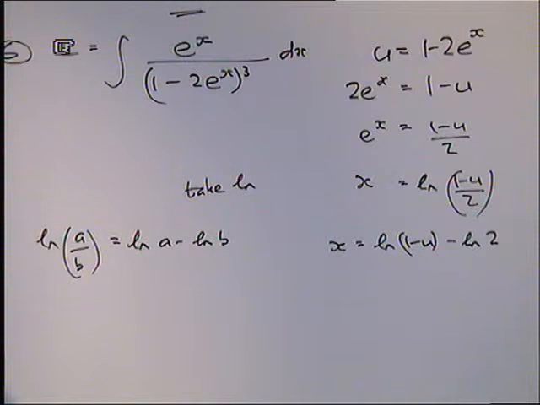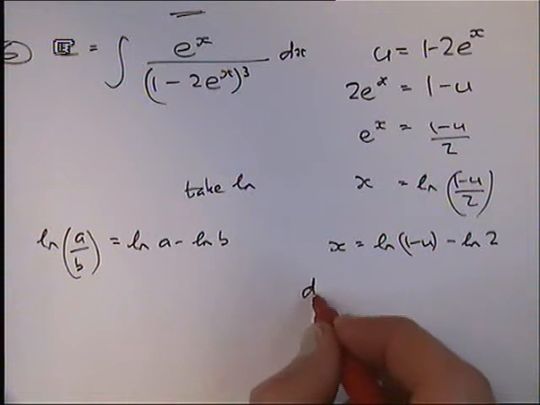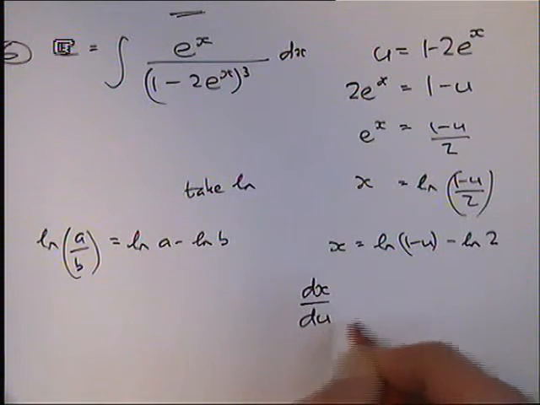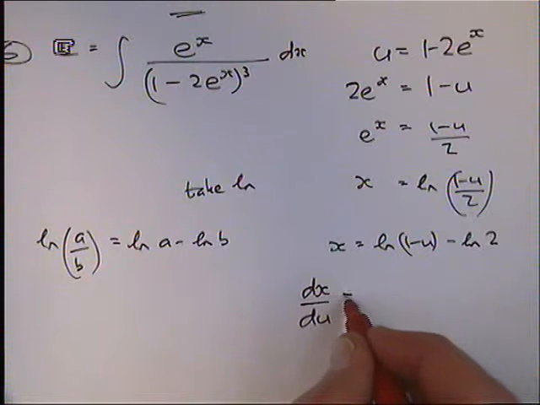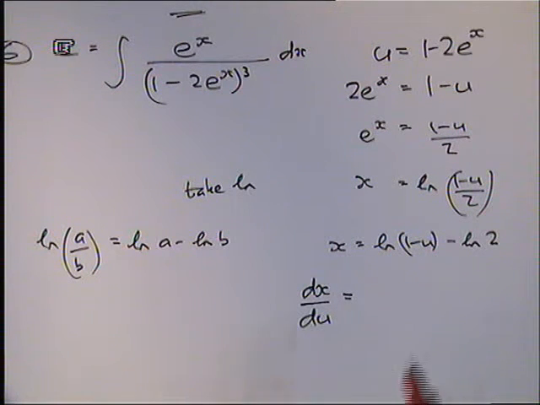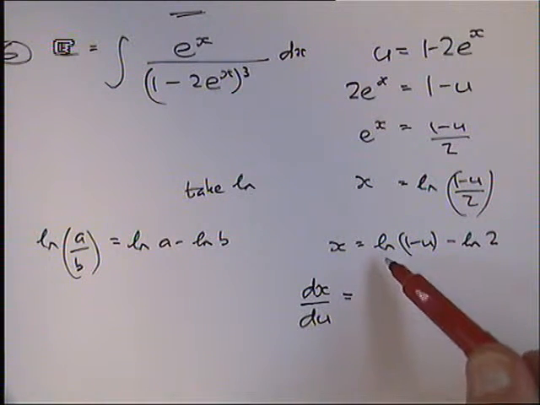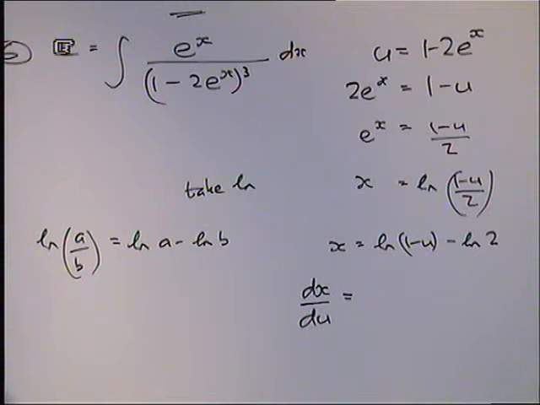Because once I've worked out what x is, what has been my next step? dx by du. To differentiate it, to get dx du. From what I said a minute ago, if log of 2 is just a number, that will disappear when I differentiate it. So what I've got to do now is to differentiate x equals log of 1 minus u.